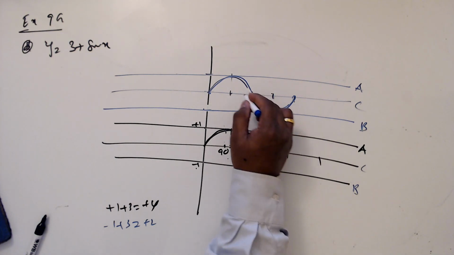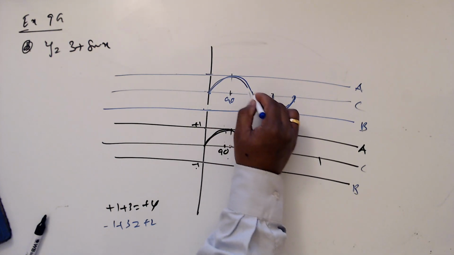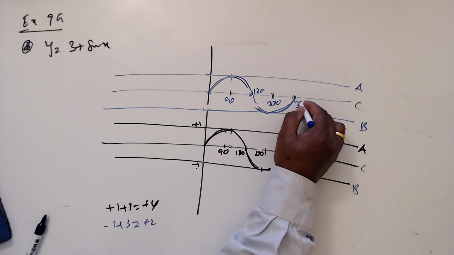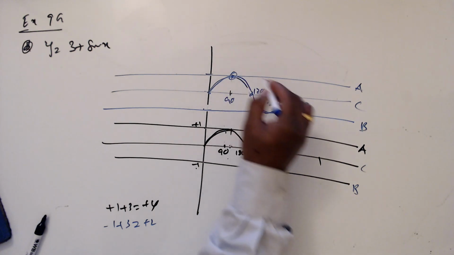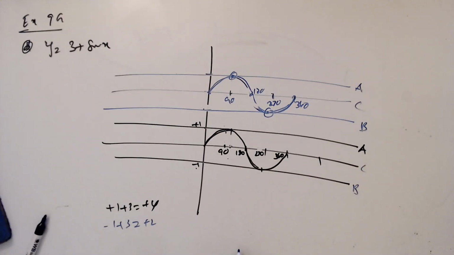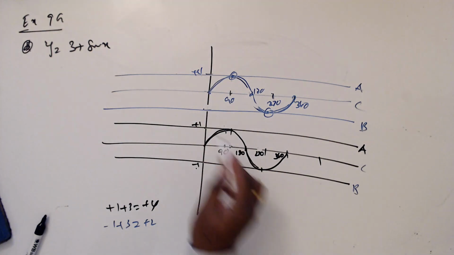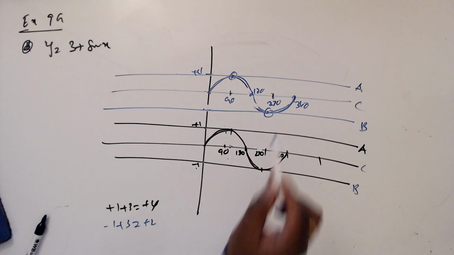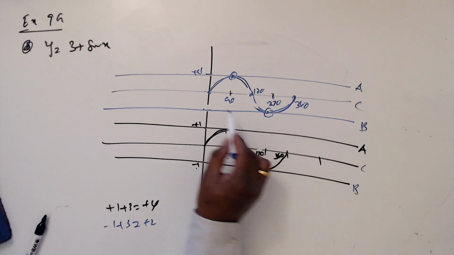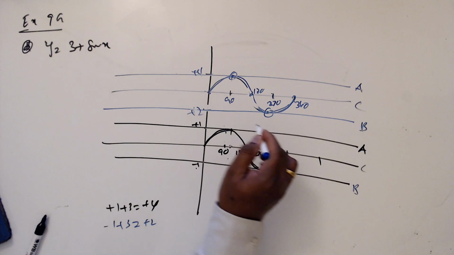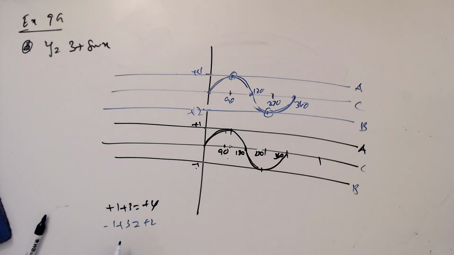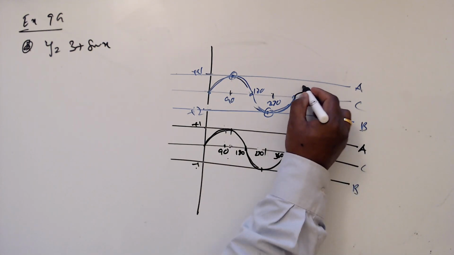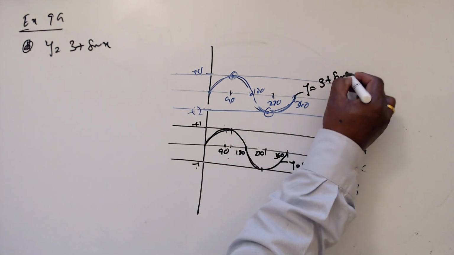Y equals 3 plus sin x. This is 90, 180, 270, 360. Now this is the maximum and this is the minimum. So this line is 4. Now the maximum plus 4 occurs at 90, and the minimum plus 2 occurs at 270. Y equals sin x. This is y equals 3 plus sin x.